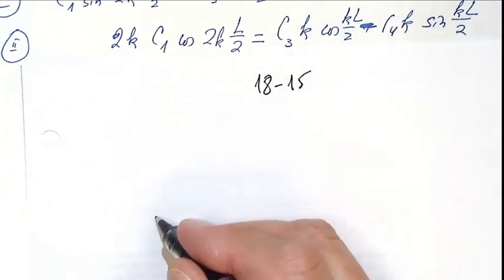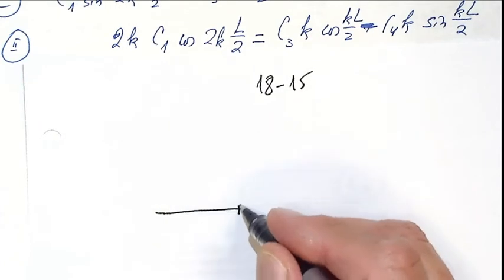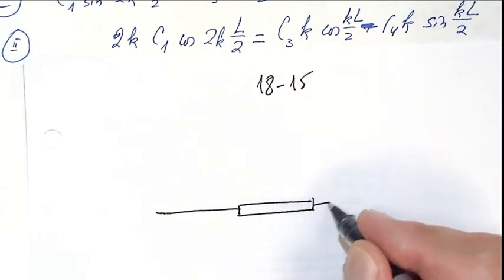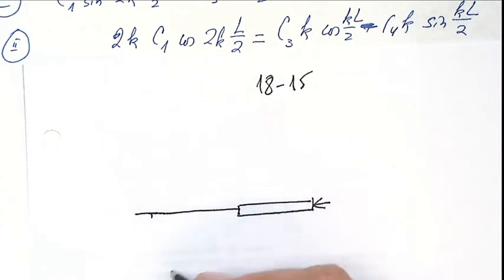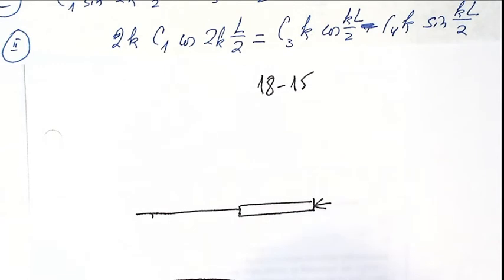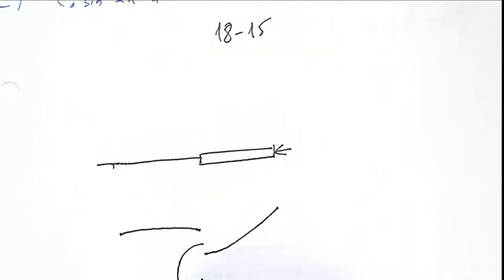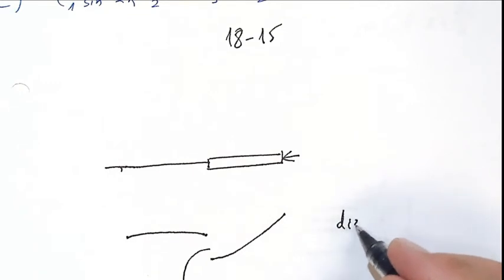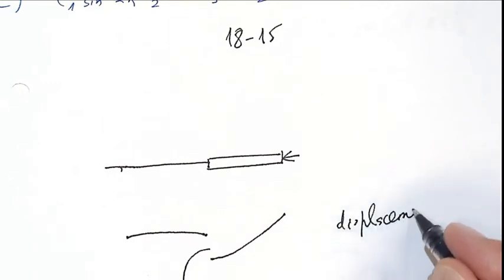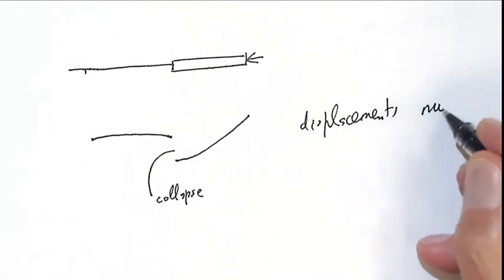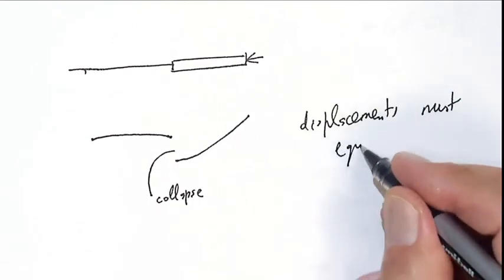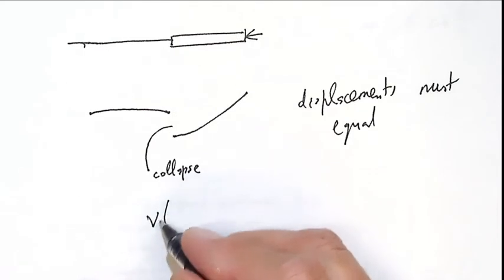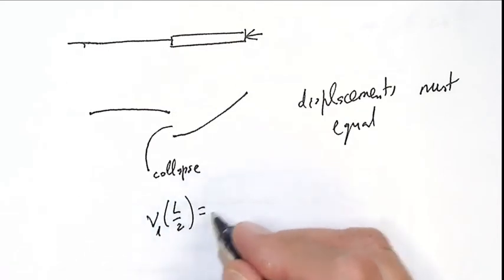Okay, this is a beam, and that is a beam. So here we cannot have, let us say, this displaced like this, but this displaced like that. Otherwise, that means that that is a collapse. Displacements must be equal. V1 at L over 2 must equal V2 at L over 2.